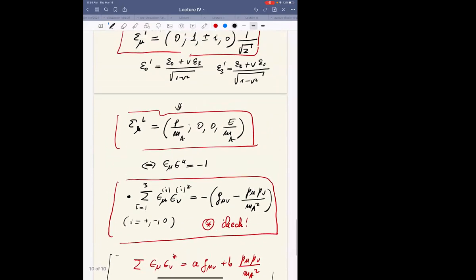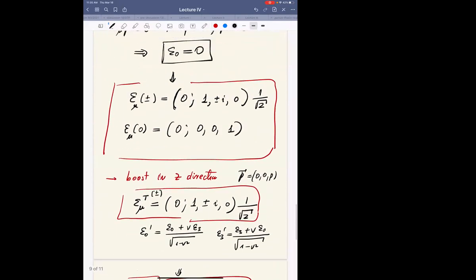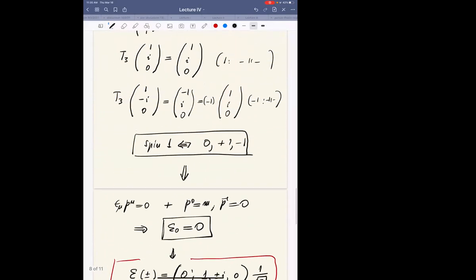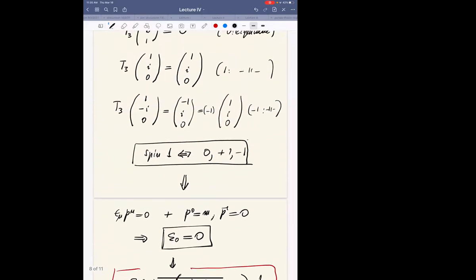It's clear sort of what the Proca field is. It's just a spin one state with a well-defined mass.